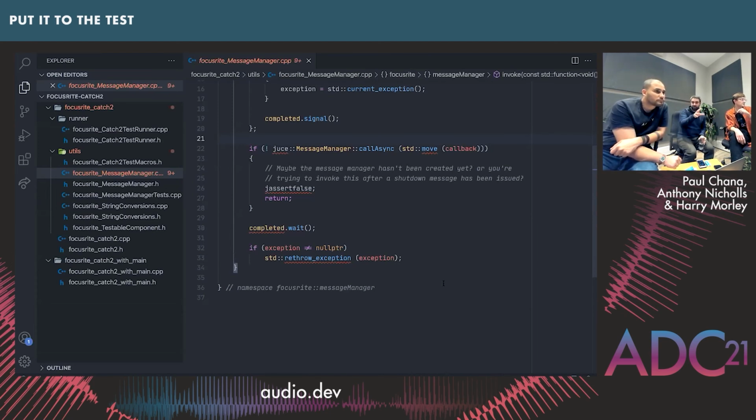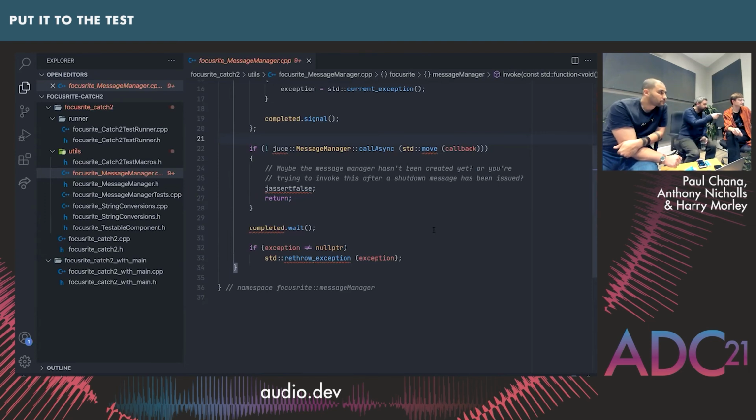But assuming it's been posted onto the message thread, then we just wait on that waitable event, the completed event, and as soon as that's finished, the only other thing to do is check whether there was an exception that we need to rethrow. So at that point, if you've left that invoke, you know that the function has been run on the message thread. Yeah. And even if it threw an exception, it's now just thrown an exception in your test, and Catch2 will pick up that exception and tell you, hey, you failed, you threw an exception.